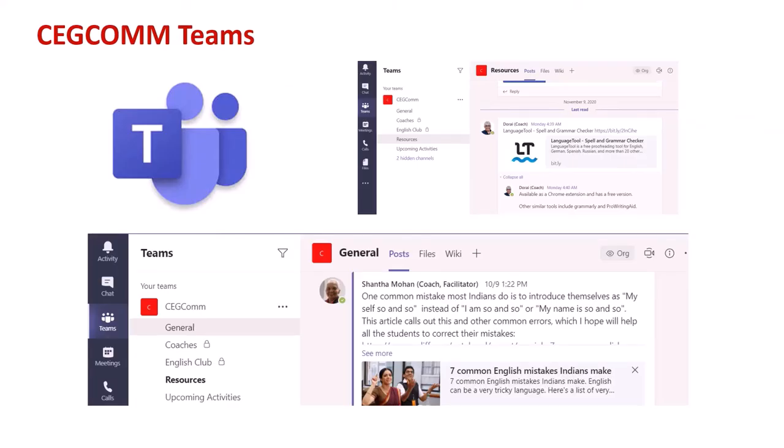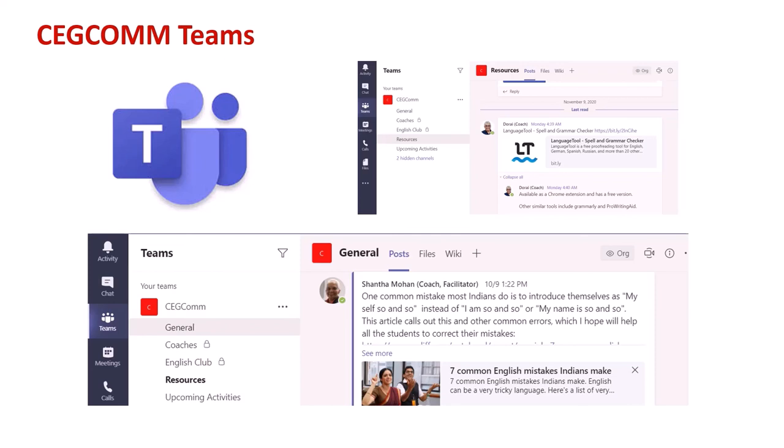The English Communication Initiative has created a Teams environment from Microsoft for the coaches and students to interact. This Teams environment is a community where you can ask questions and get answers. You can interact with your coach using chats, private chats. It has a general channel made up of all the members. There is also a channel reserved for coaches to learn from each other in coaching the students. We all would like to know what kind of approach each coach is taking in coaching the students, and we learn from each other. There is a channel for English Club members to interact.